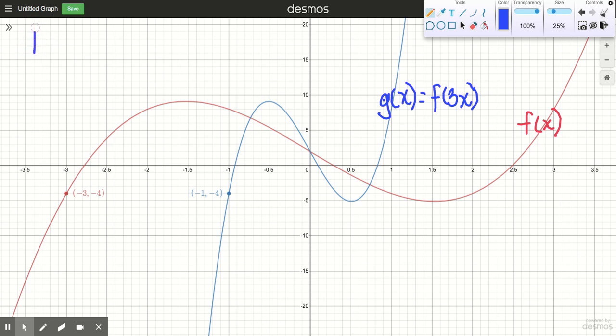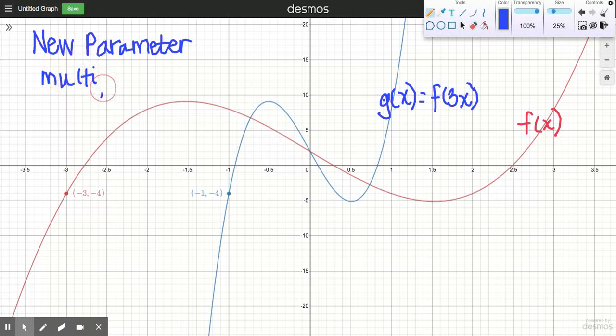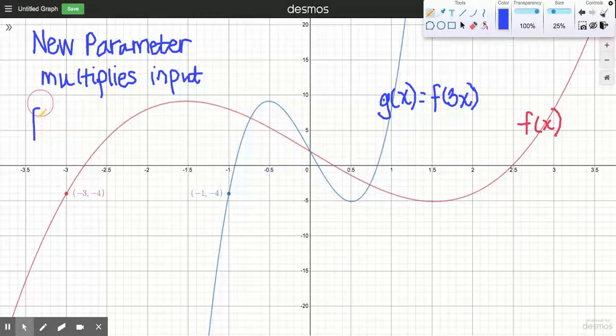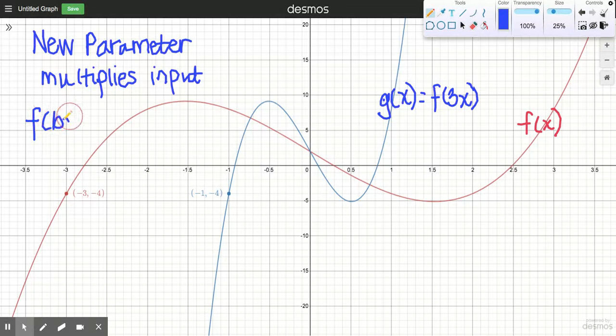Okay, in this video, we're going to talk about a new parameter, and that is the parameter that multiplies the input of a function. Generally, we talk about that as being b. So far, we actually have never used that kind of parameter. We have always added or subtracted the input, but we have never actually multiplied the input. When you multiply an input of a function, it causes the graph to change horizontally.